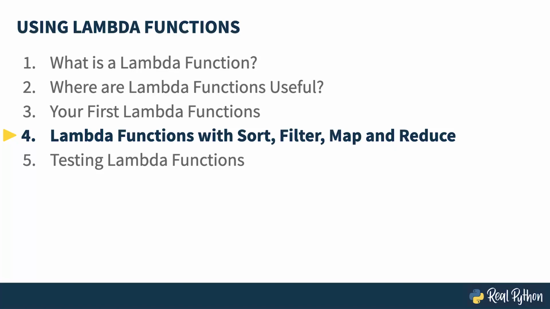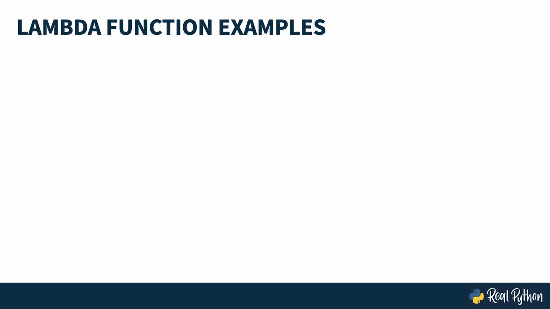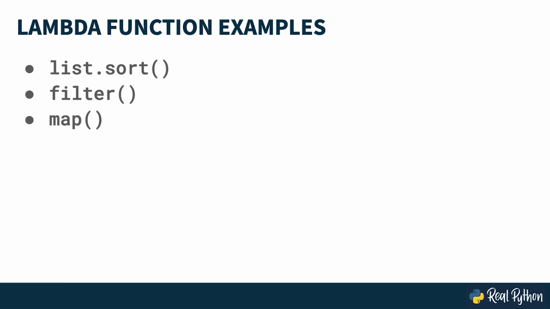Lambda functions with sort, filter, map, and reduce. In this section, you're going to see Lambda functions being used in conjunction with methods and functions. Firstly, you'll see it being used for the key of the sort method of lists, then to create the filter to filter iterables with filter, the function being applied to all the elements of an iterable using map, and the function being applied cumulatively to all the elements of an iterable using reduce.